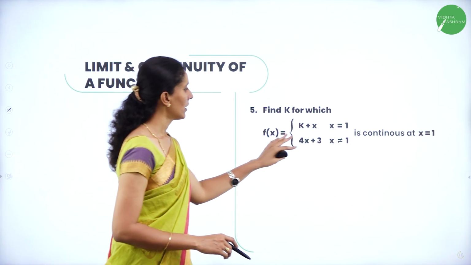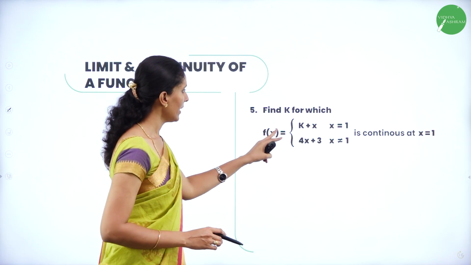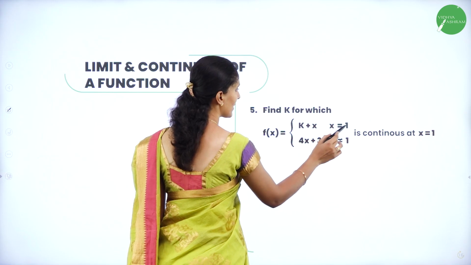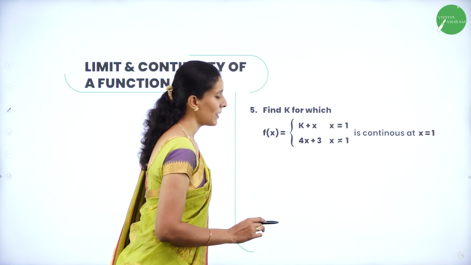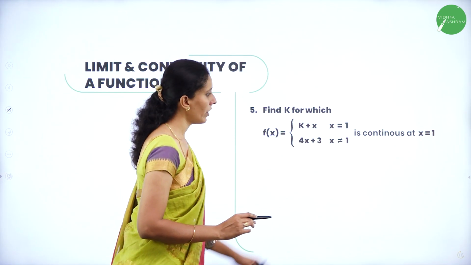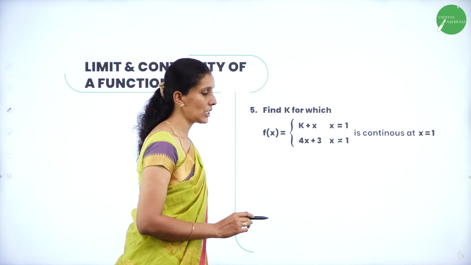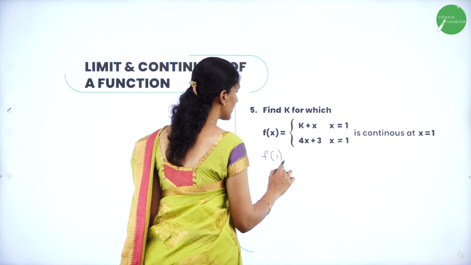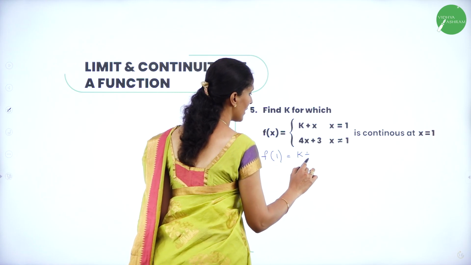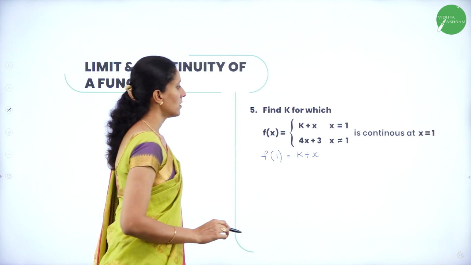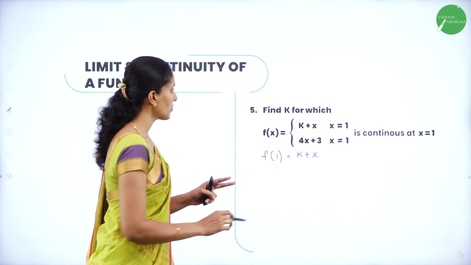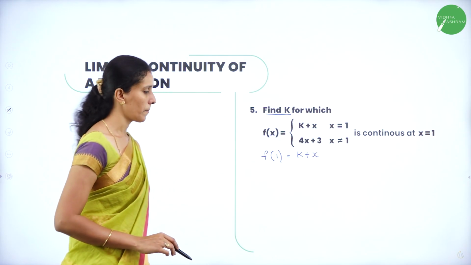Next, the same concept. We can see f of x is k plus x at x equal to 1, 4x plus 3 at x not equal to 1. Let's show that it is continuous at x equal to 1. Now, f of 1 is given as k plus x. So, they have given already the function is continuous. We are supposed to find the value of k.